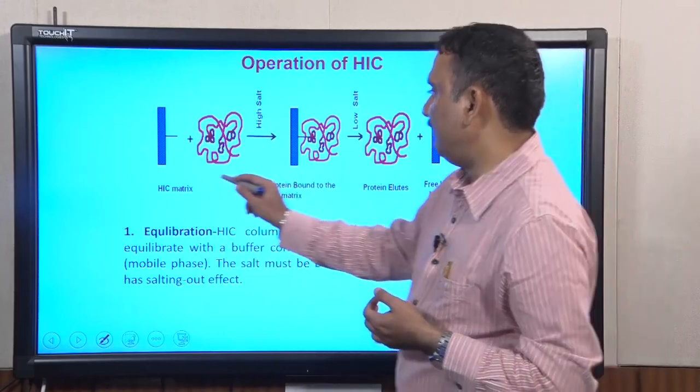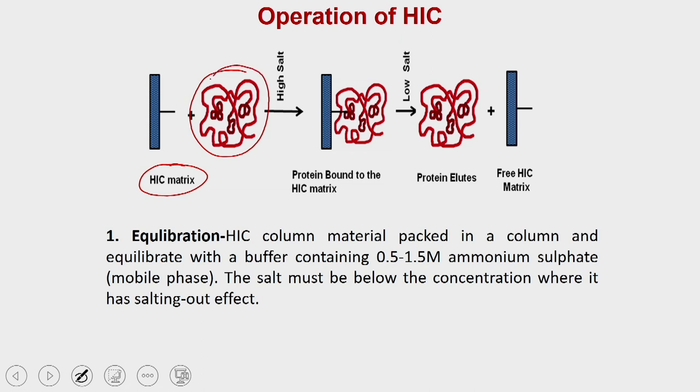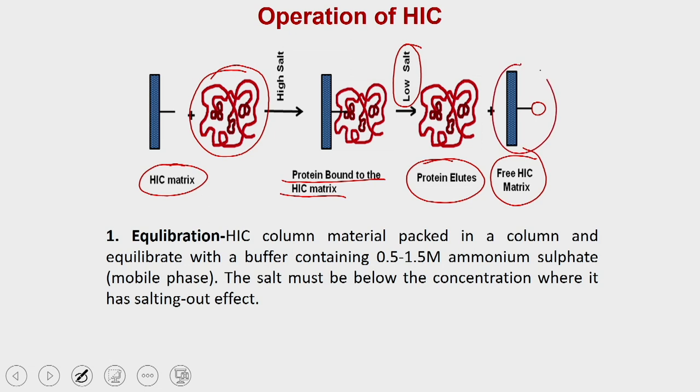So this is what you have: a HIC matrix, and you add your protein which has already been incubated with high salt. Once you put it under high salt, the protein will bind to the HIC matrix, and then you do a washing step, and then you reduce the salt concentration. As soon as you reduce the salt concentration, the protein is going to be eluted and leave your HIC matrix, and the matrix can be used for the next round of chromatography. So, the operation of HIC has multiple steps.